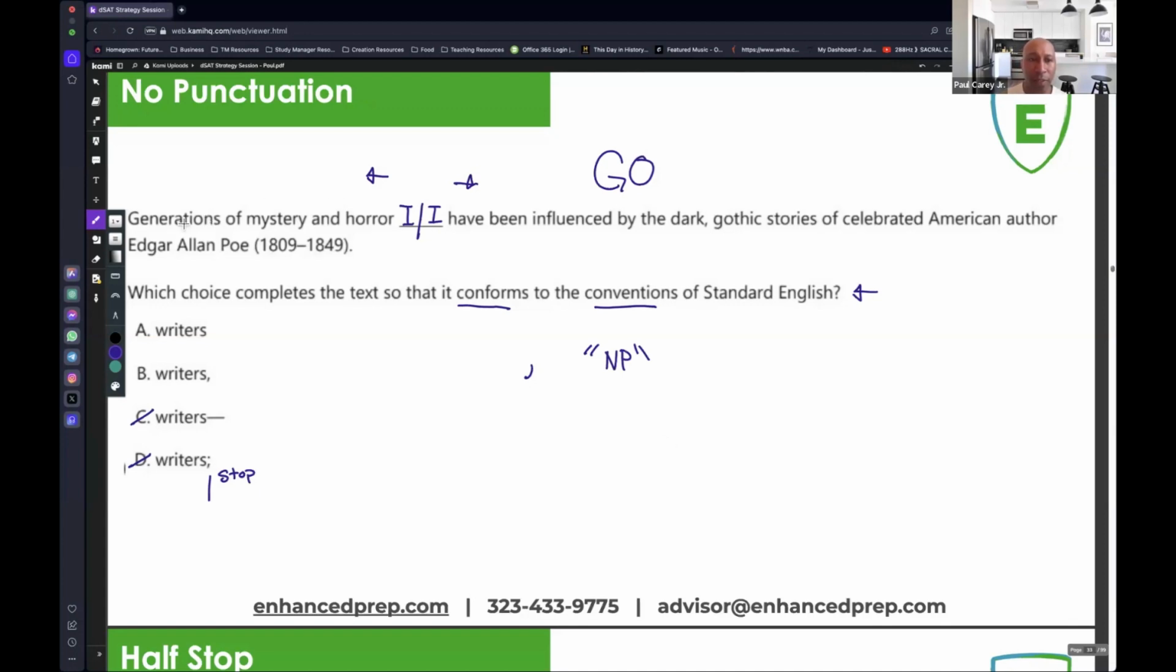So let's check out this one. So generations of mystery and horror writers have been influenced. Cool. Writers have been influenced. Well, in that case, we don't need a comma in between those two, right? Because it breaks up the flow of what we're talking about. So we would basically get rid of the one with the comma and then go with the one that has no punctuation at the end.